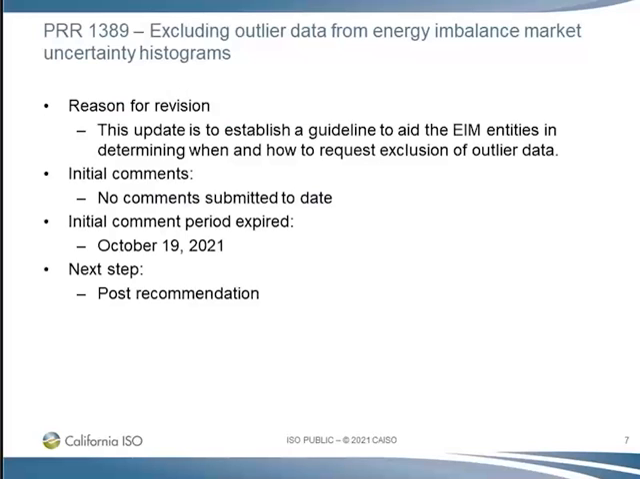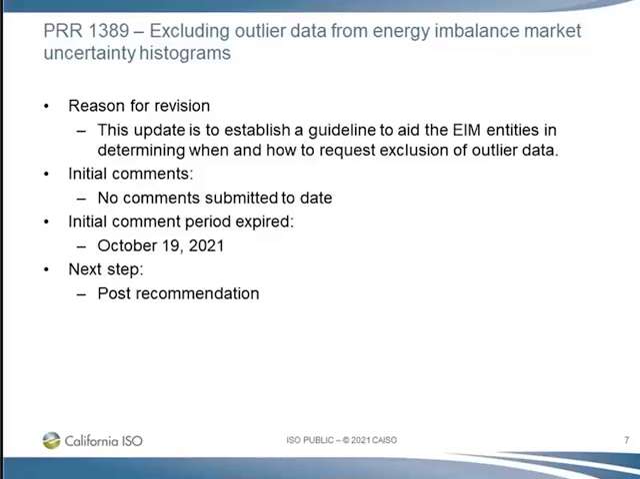For the EIM BPM, this is to establish a guideline to help EIM entities in determining when and how to request the exclusion of the outlier data. We did not receive any comment on this PRR, and the initial comment period expired on October 19, and the next step is initial comment due.